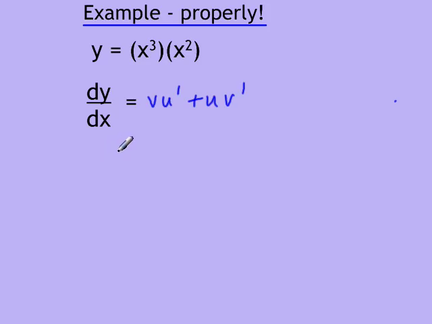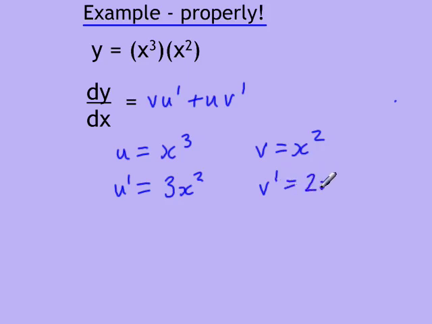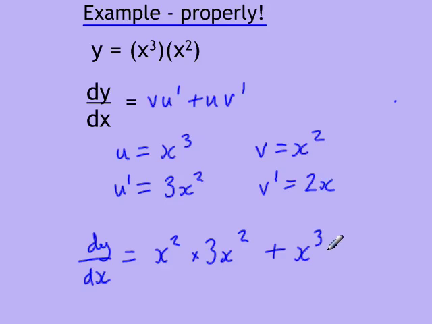So u is x cubed and v is x squared here. So u dash, when we differentiate that, we just get 3x squared, and v dashed, when we differentiate that, just gives us 2x. So that means that dy by dx equals, so I've got vu dashed, so that's v, x squared, times u dashed, which is 3x squared, plus uv dashed, so there's u, x cubed, times v dashed, which is 2x.